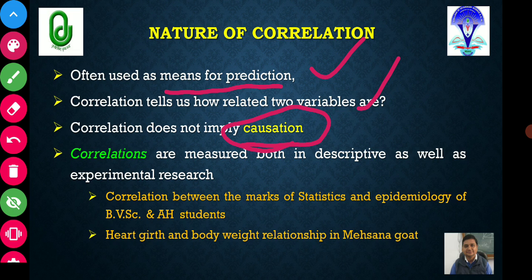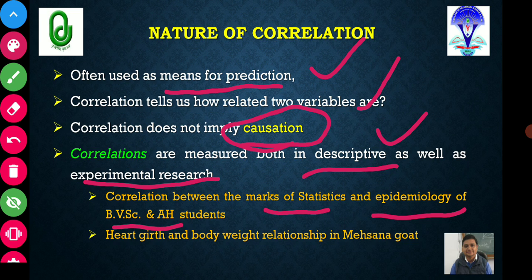Then correlations are measured both in descriptive as well as experimental research. I have already told you this is the connecting link between descriptive statistics and experimental statistics. For example, you can see the correlation between the marks of statistics and epidemiology of BVSc and AH students. If you want to describe the BVSc and AH students with respect to marks in statistics and epidemiology, you can use the correlation. Whereas in experiments also you can use it, if you want to know the relationship between the heart girth and body weight in Mehsana goat, you need to know about the correlation.